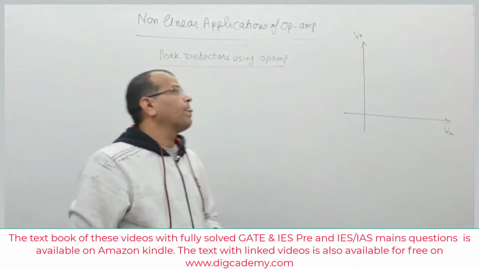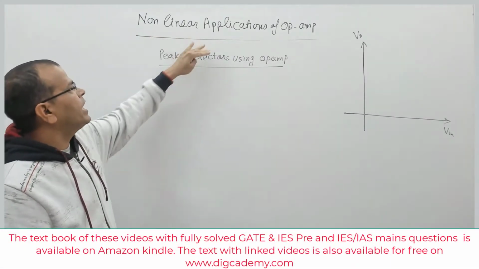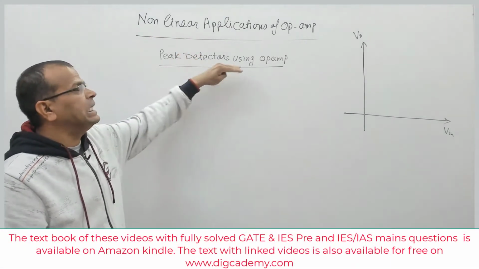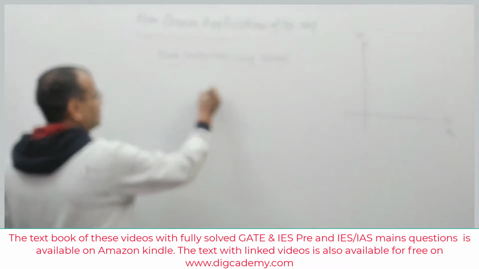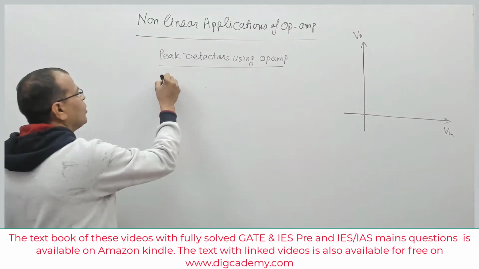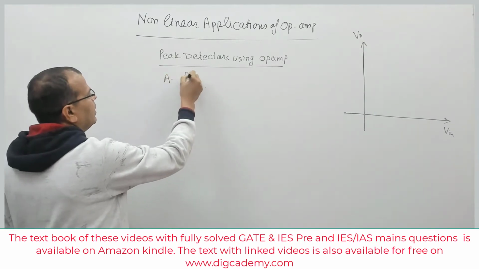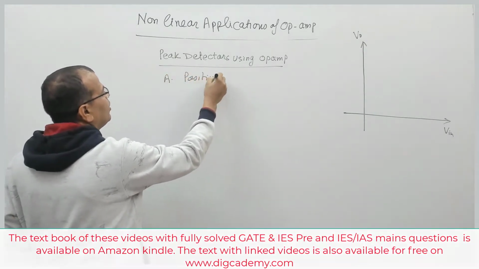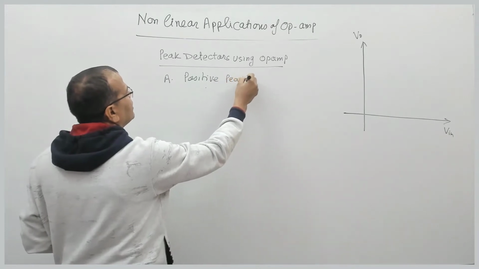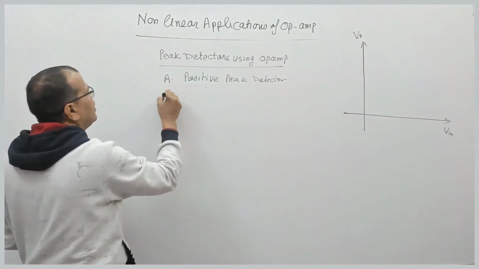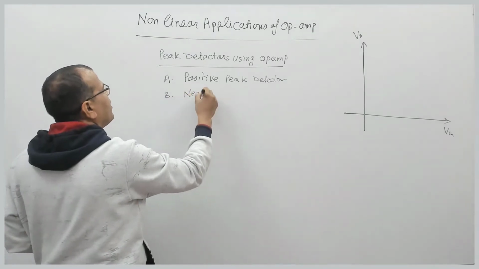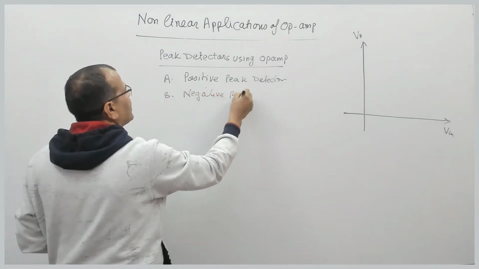Hello friends, the next nonlinear application of op-amp is the peak detector using op-amp. This is a simple circuit. We'll be talking about two peak detectors. First, we'll be talking about the positive peak detector, and then we'll be talking about the negative peak detector.